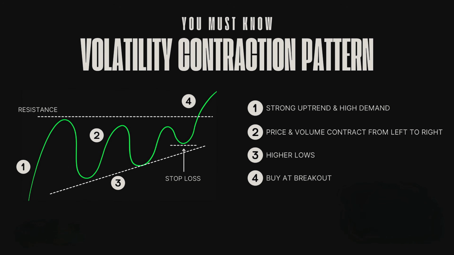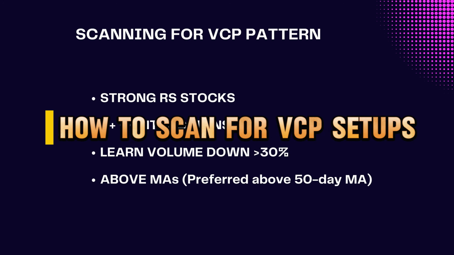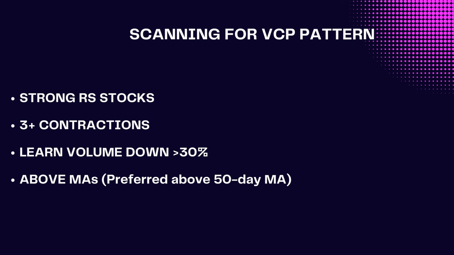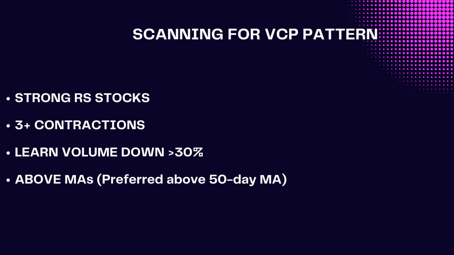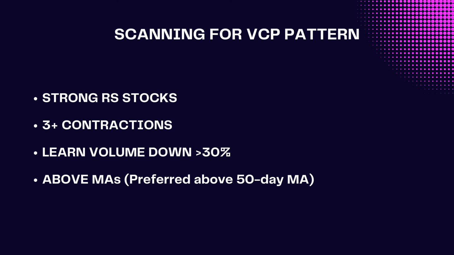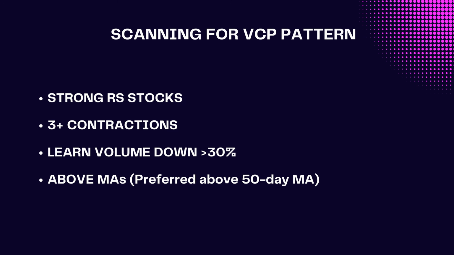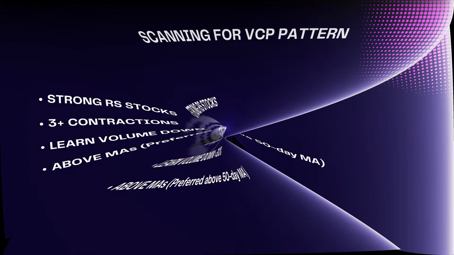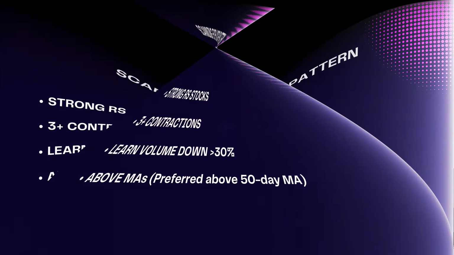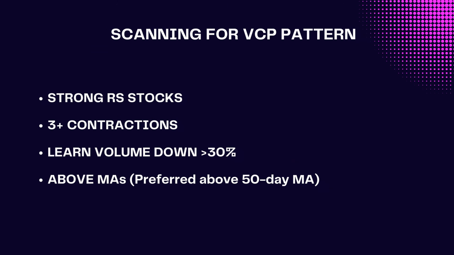Now, let's equip you with practical tools to find these setups in your own trading. When scanning for VCP patterns, look for stocks showing strong relative strength compared to the market, with a history of earnings growth and institutional sponsorship. Your scanning criteria should include price action forming at least 3 distinct contractions, each smaller than the last, volume declining by 30% or more during the pattern formation, and the stock trading above key moving averages.